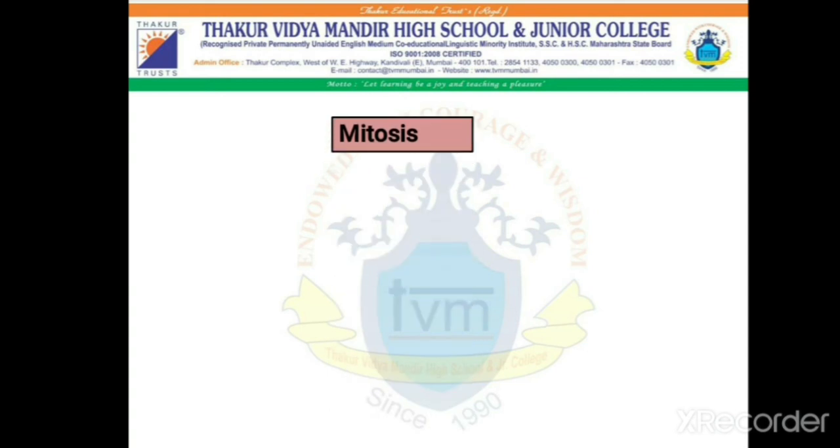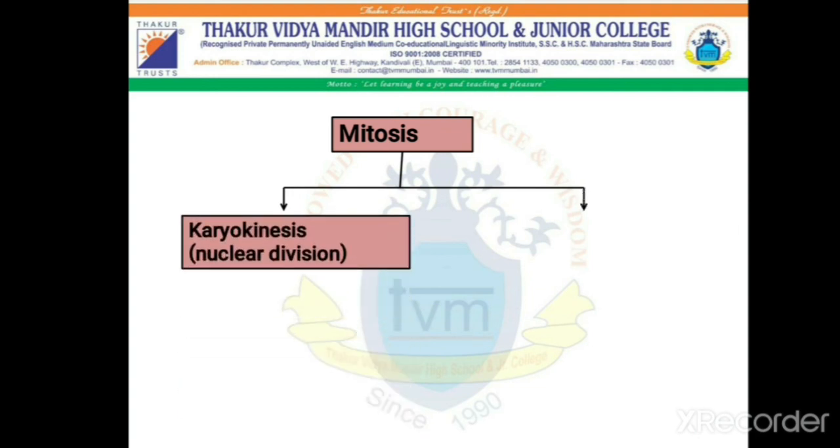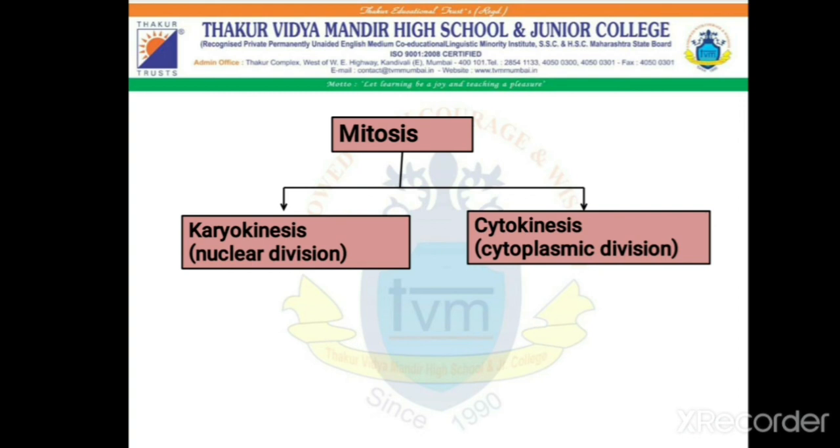Now this cell division is carried out by the method called mitosis. This mitosis is the first way by which cell division is carried out. In mitosis, the cell division is carried out in two ways. The first one is called karyokinesis, where the nucleus divides. The second one is called cytokinesis, where the cytoplasmic division takes place.